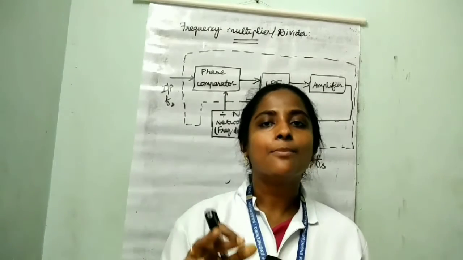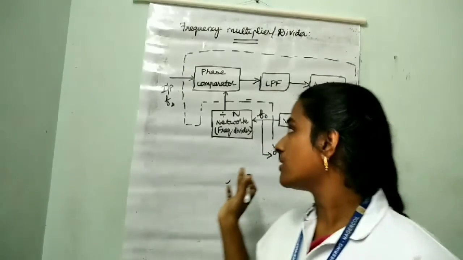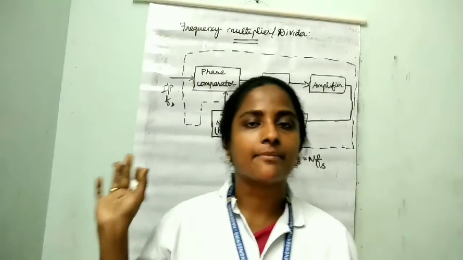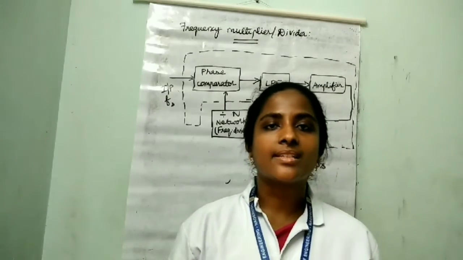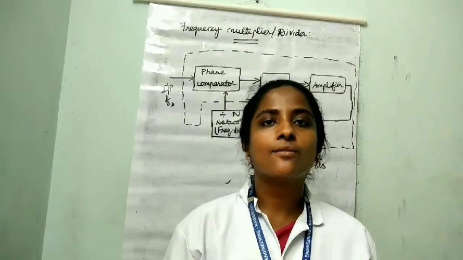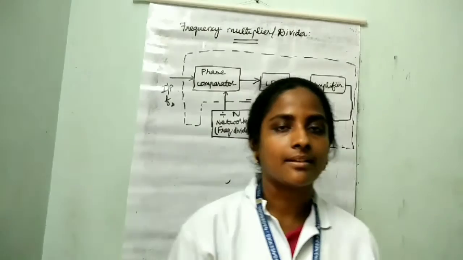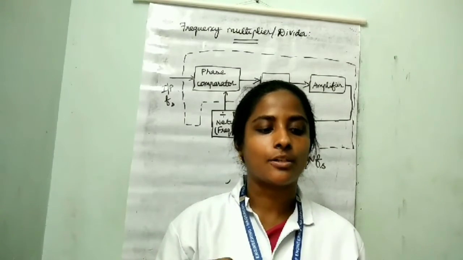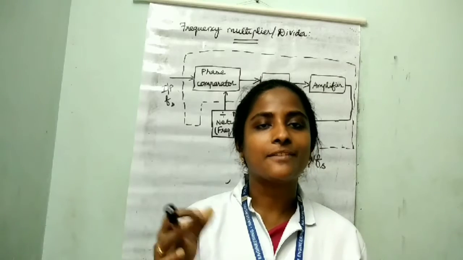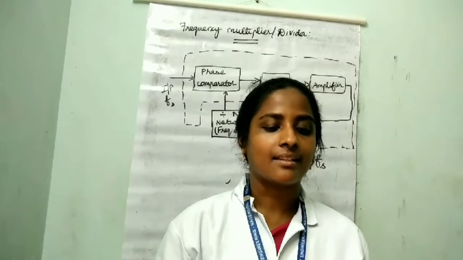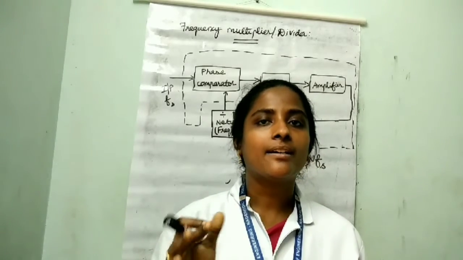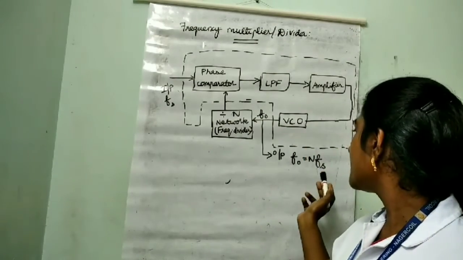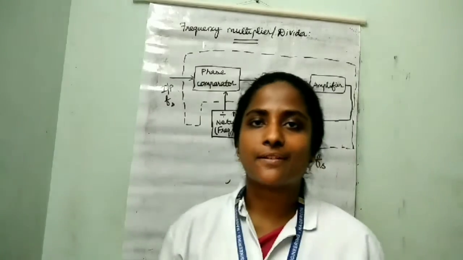This diagram can also be used for frequency divider. Since the VCO output is rich in harmonics, it is possible to lock the nth harmonic of the VCO output with the input signal. So the output F0 of VCO is given by F0 is equal to n into Fs.